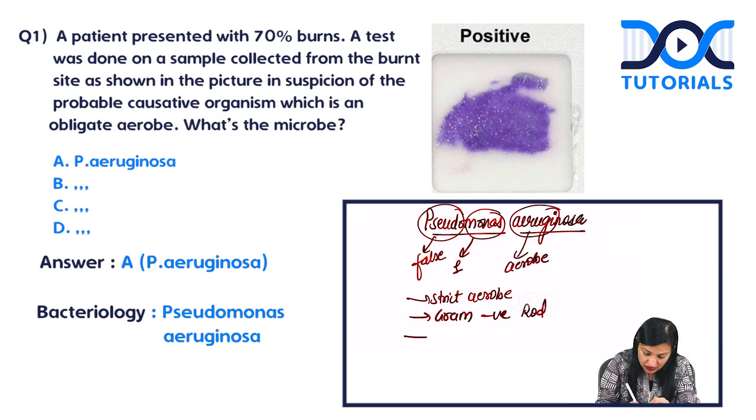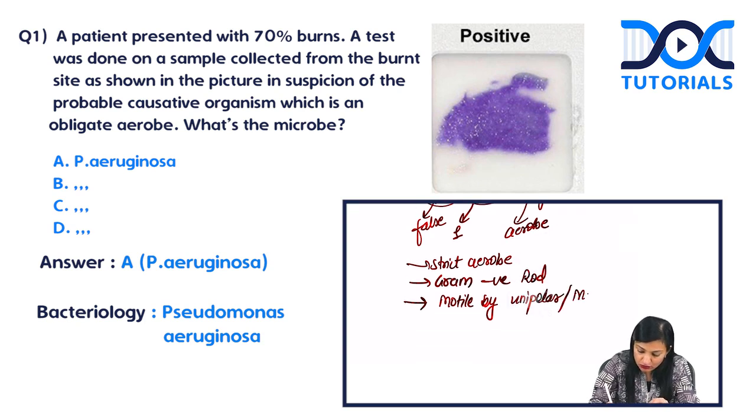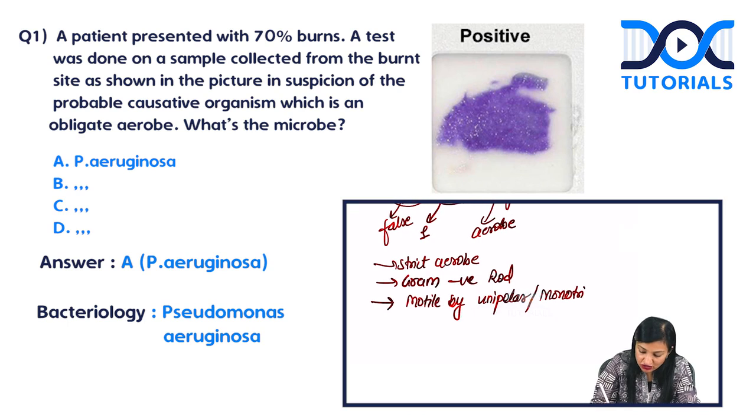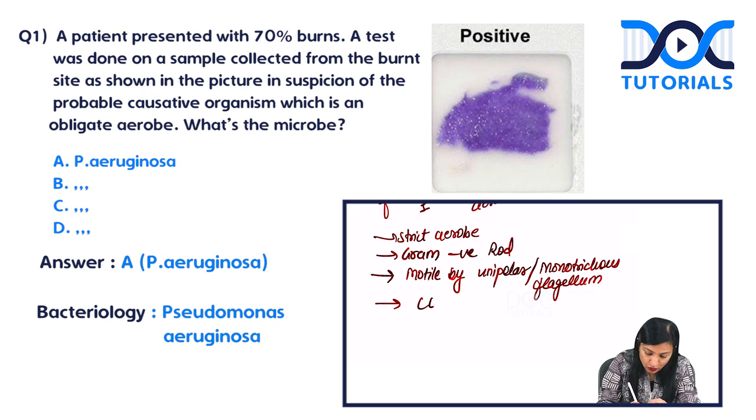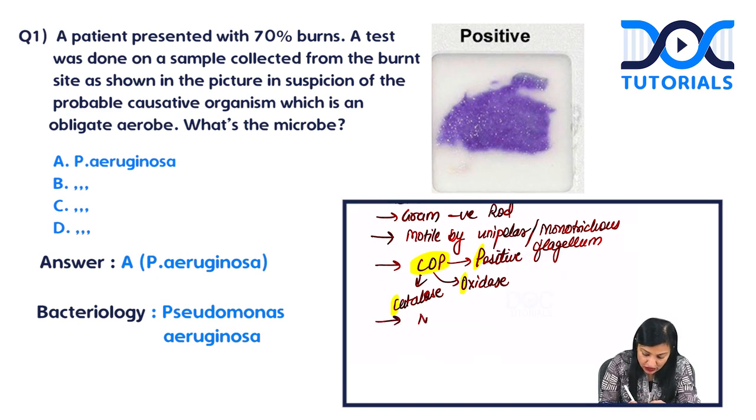It is a gram-negative rod and it is motile by unipolar or monotrichous flagellum. Again, it is a COP or policeman organism in the sense that it is catalase and oxidase positive. COP: catalase and oxidase positive. It is a non-lactose fermenter.